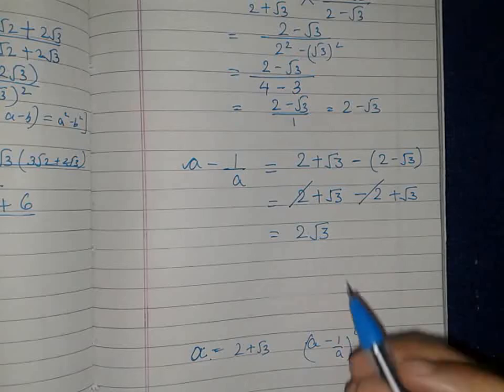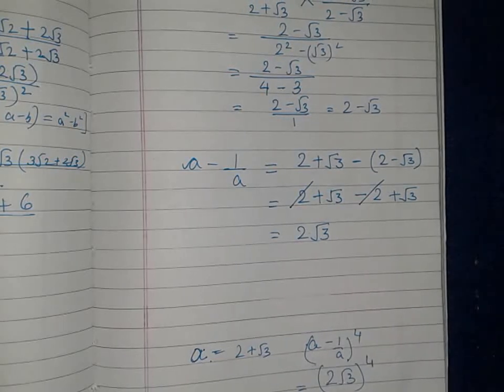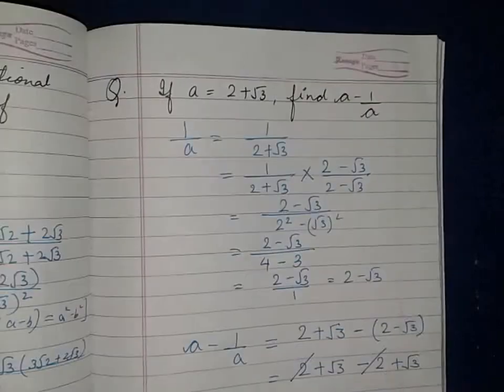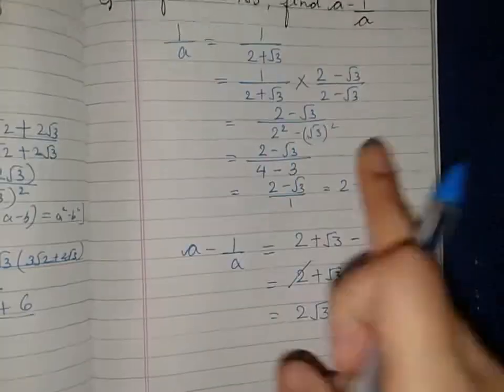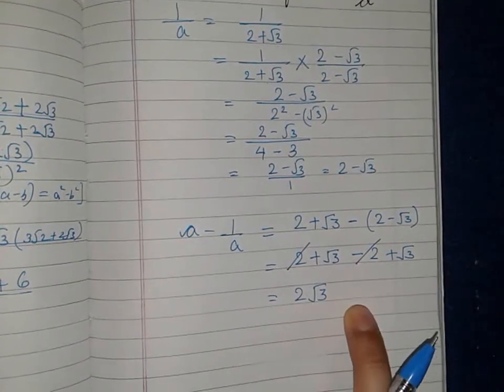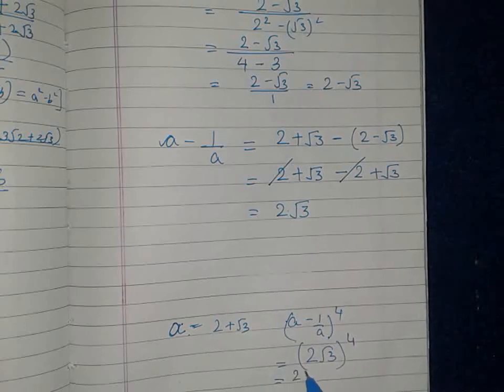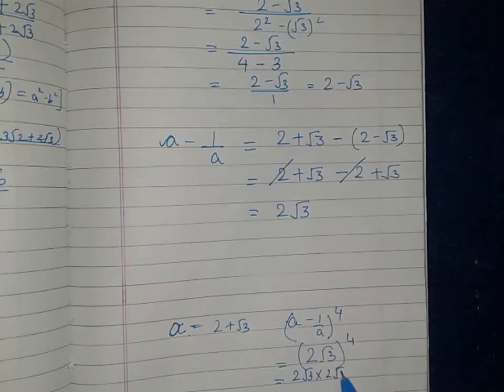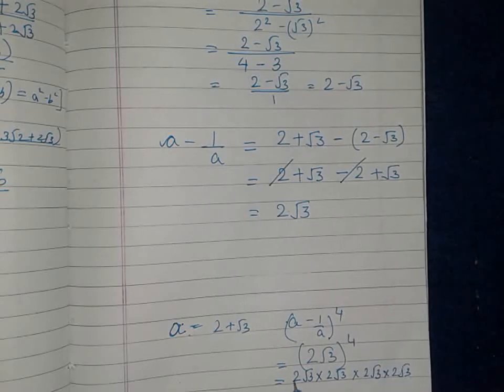and then you will put this to the power 4. That is, in case this was the question and I was supposed to find a minus 1 upon a to the power 4, I would have written 2 root 3 to the power 4. If they directly ask you to find a minus 1 upon a to the power 4, simply find 1 upon a first, subtract them, the single term which you will be getting, put 4 to that. This will be equal to 2 root 3 into 2 root 3 into 2 under root 3 into 2 under root 3. 2 2s are 4, 4 2s are 8, 8 2s are 16.